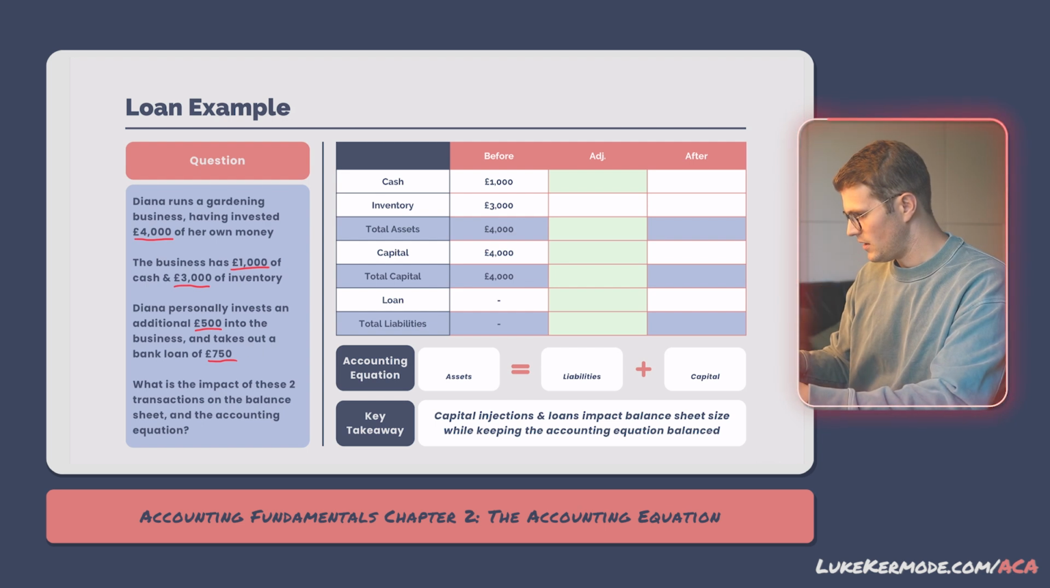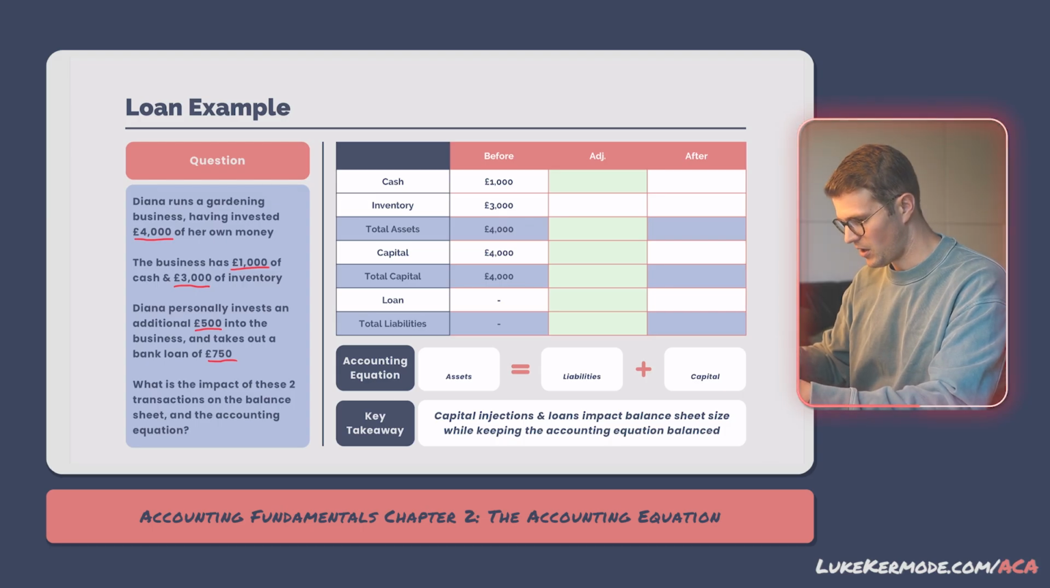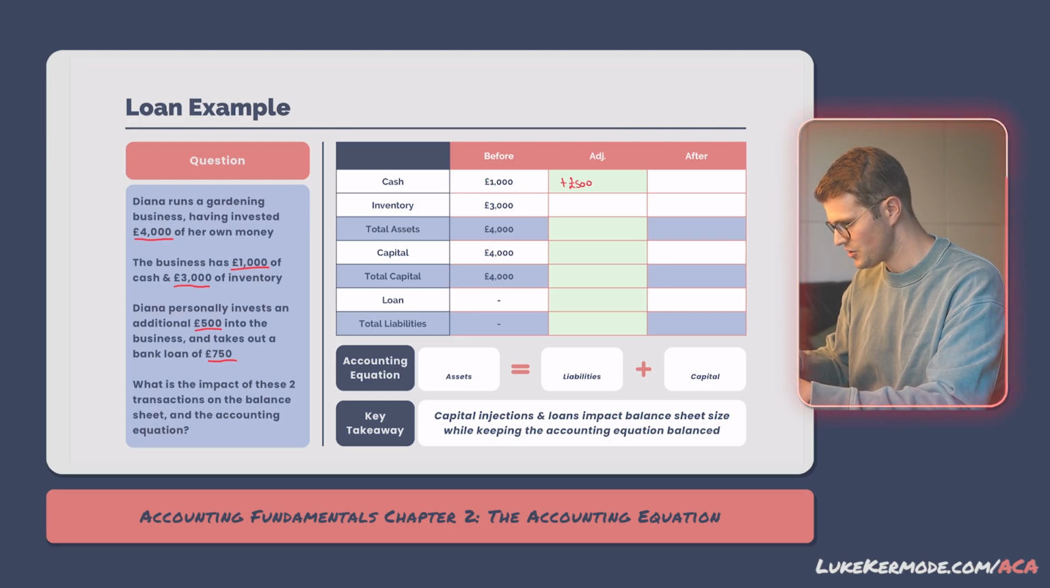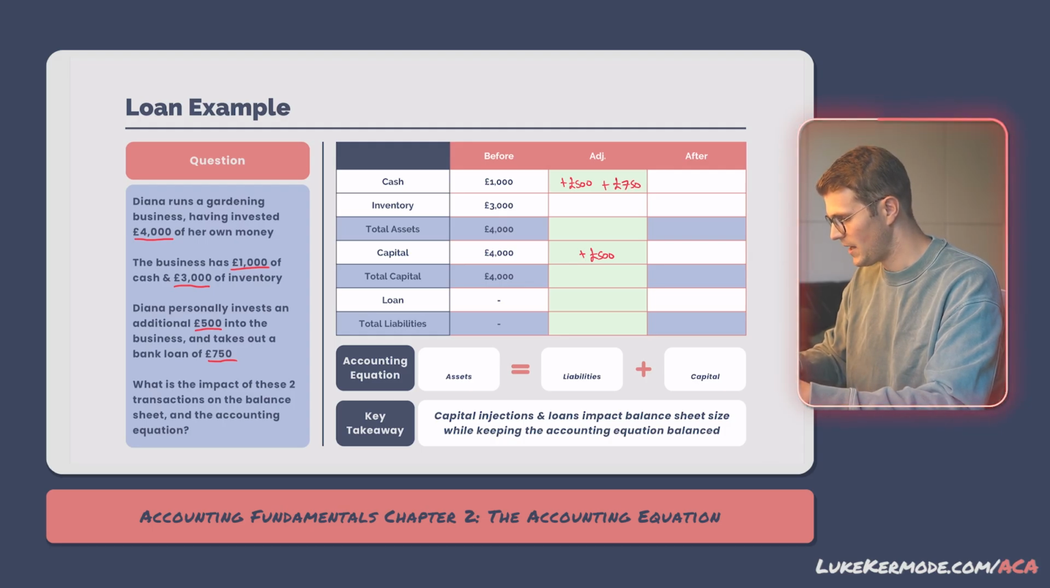So let's have a look at how this is going to impact the balance sheet. We start with the equity investment, so that's going to be £500 of extra cash and £500 of extra capital, and the loan is also going to increase cash by £750, so the total impact on assets is going to be plus 1,250, and the loan is also going to increase our liabilities.